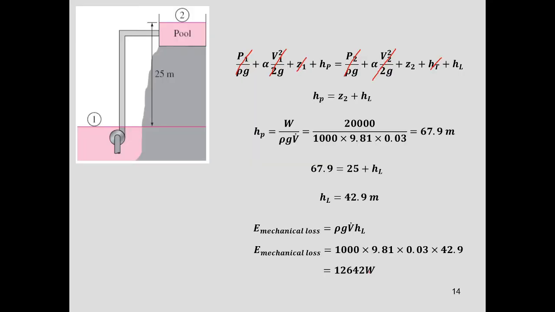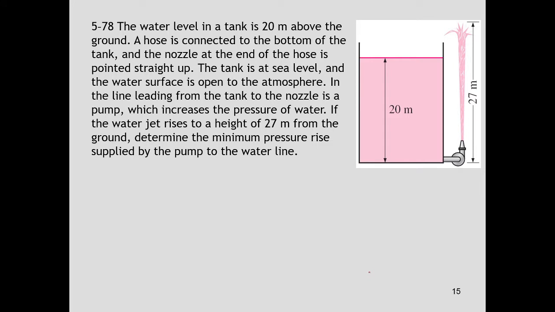Okay, I hope you can understand. Okay, we go to the second example. The water level in a tank is 20 meters above the ground. A hose is connected to the bottom of the tank, and the nozzle at the end of the hose is pointed straight up. The tank is at sea level and the water surface is open to the atmosphere.